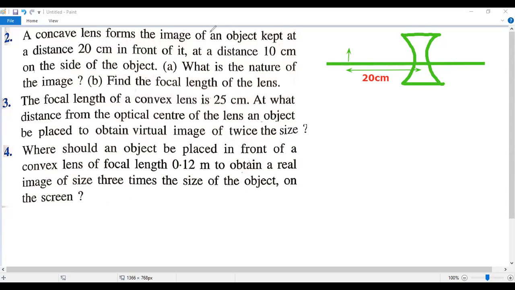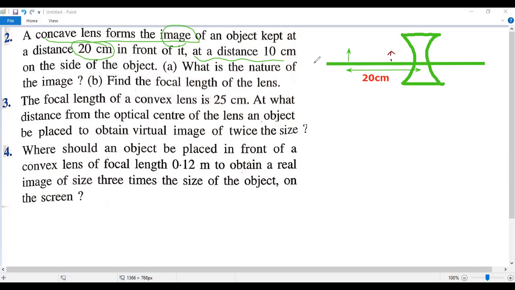Kept at a distance of 20 centimeter in front of it, and the image at a distance of 10 centimeter on the side of the object. So see the question properly. A concave lens forms the image of an object kept at 20 centimeter in front of it, and the image is formed at a distance of 10 centimeter on the side of the object. Students, we have already learned the ray diagram of concave lens, and the image formed in that case is virtual, erect, and diminished. So what is the nature of the image?